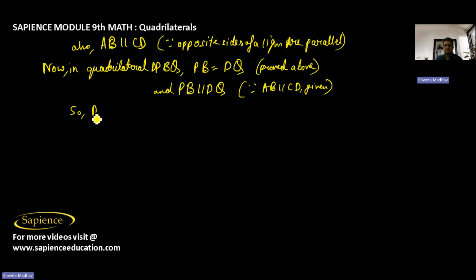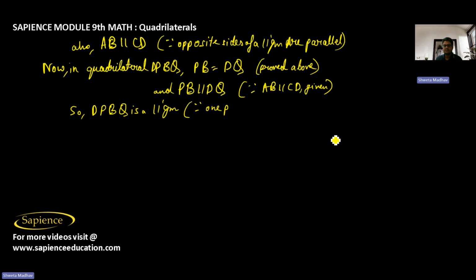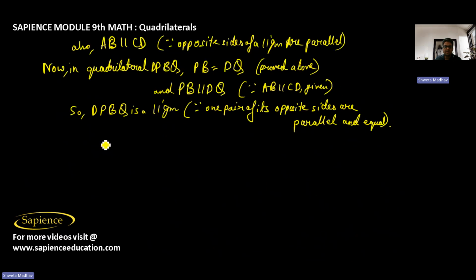So I can say DPBQ is a parallelogram, since one pair of its opposite sides are parallel and equal.